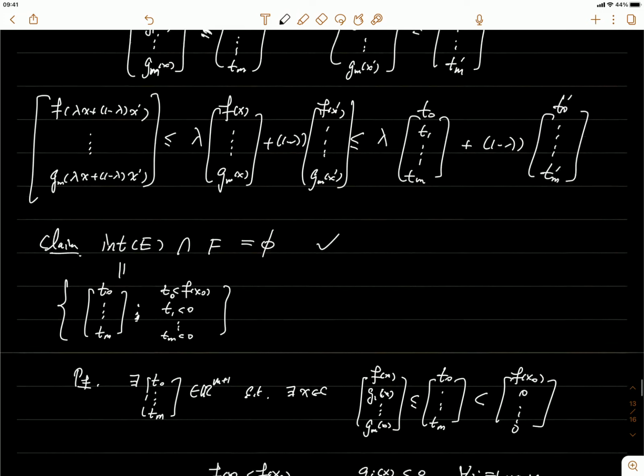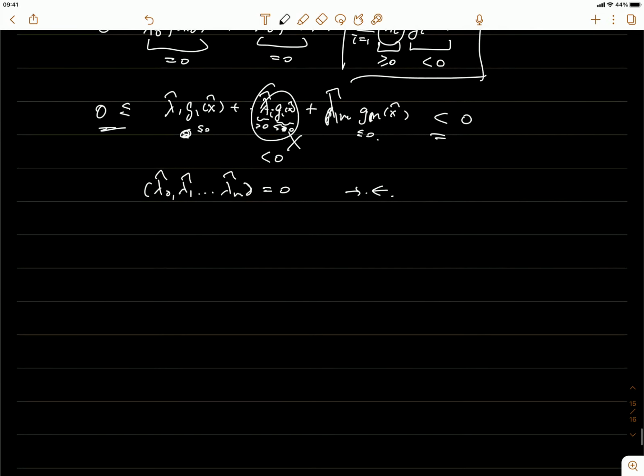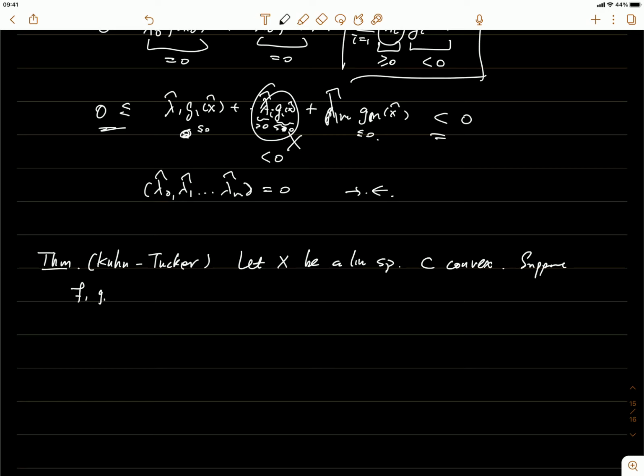Okay, so this is actually a very basic, important theorem in convex programming. We just proved it, and I'm going to summarize the result. So this is the Kuhn-Tucker theorem, which says that, say we have X, a linear space, C is convex in X, okay? Let's suppose that this f, g1, all the way to gm, they are convex functionals.